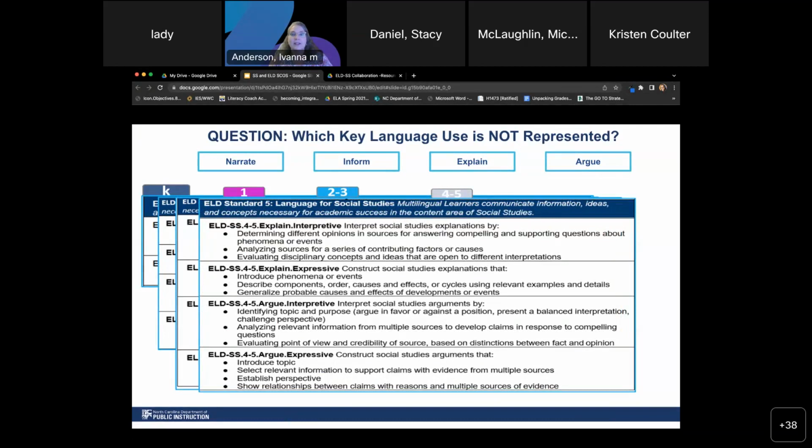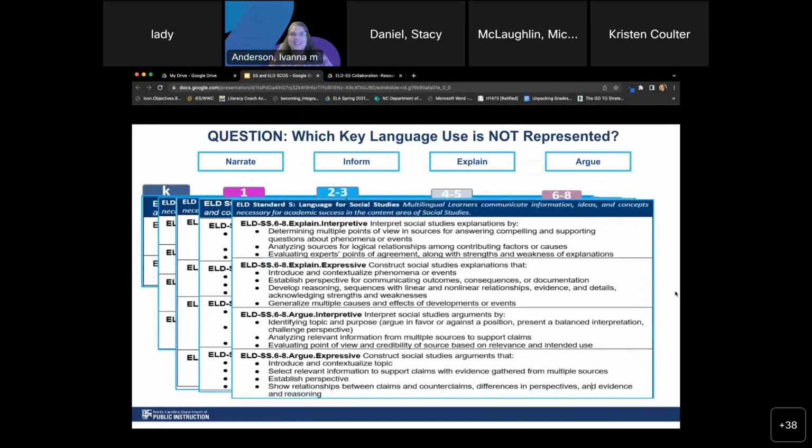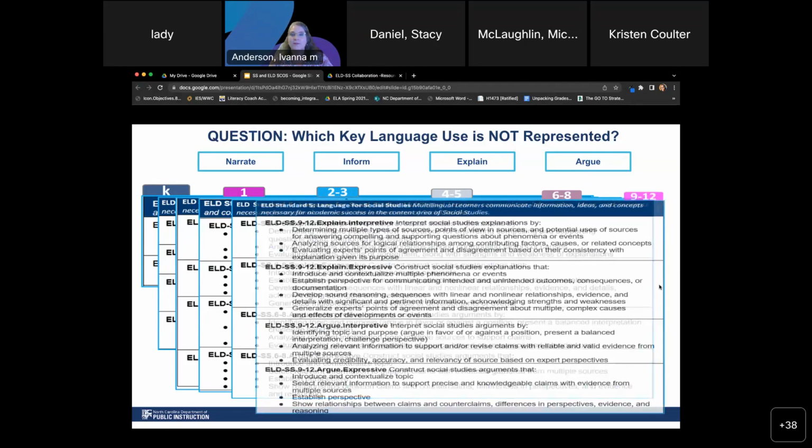Can we go to 6 through 8? Yeah. Which again, we have explain and argue, and 9 through 12. What do you think we're going to have? So yes, people are typing inform isn't there. And 9 through 12. We have that. There we go. I was just slow on my end. I'm sorry. And again, explain and argue.